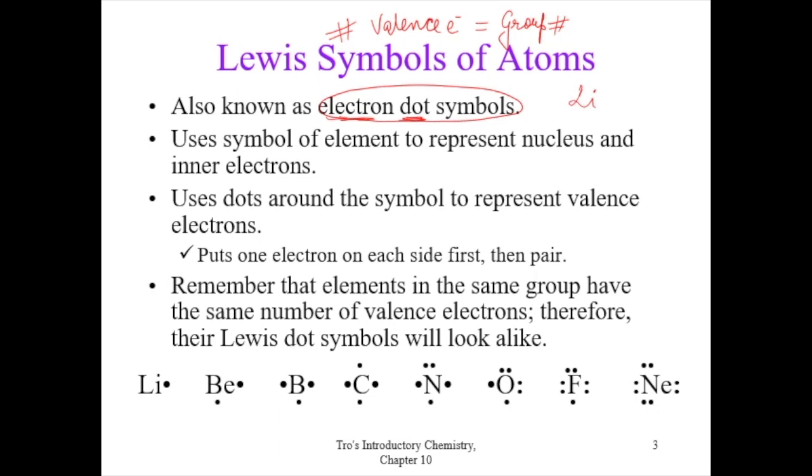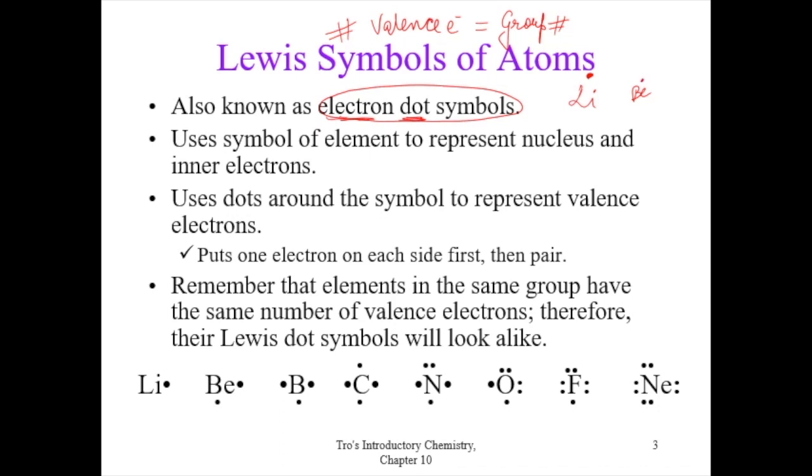So if the question asks you to draw the Lewis structure of lithium, you basically write the symbol. The symbol represents the nucleus and all the inner electrons of that atom, and the valence electron is represented by a single dot like this. If you see one dot, that means this has 1 valence electron. Beryllium belongs to group number 2, so it has 2 valence electrons. You write the symbol and then draw 2 valence electrons around it.